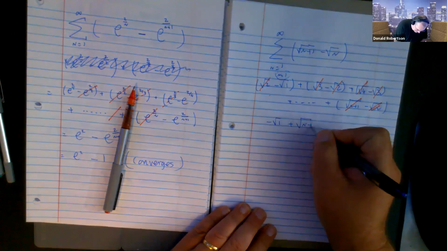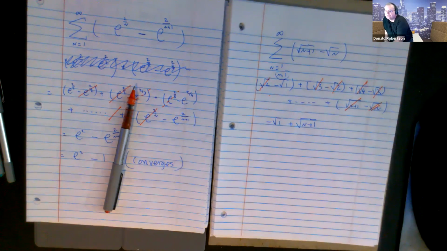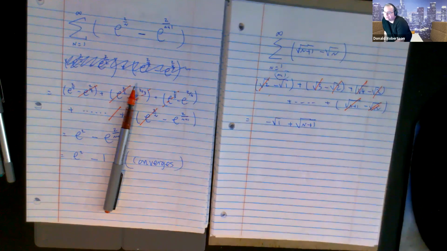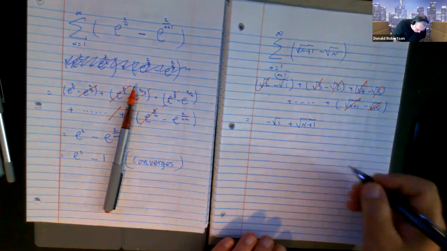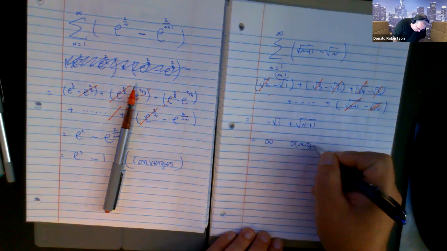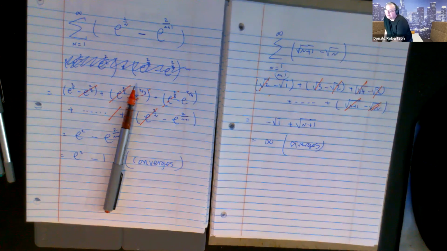Oh, wait a minute. What is going to happen when n goes infinite now? What will this expression become when n goes infinite? And infinity means what? It means it diverges. Do you see we can tell when it diverges and converges by using this method?